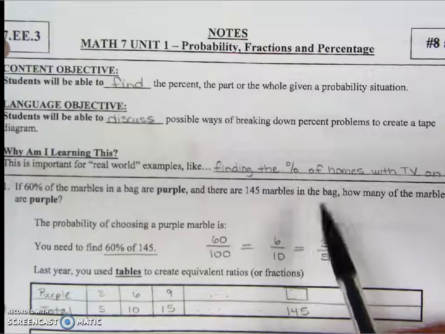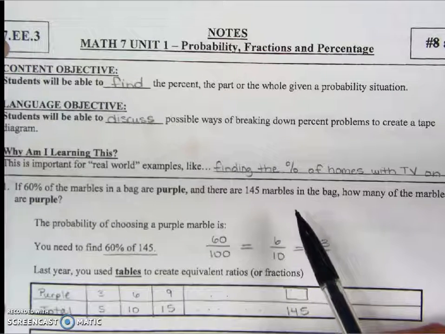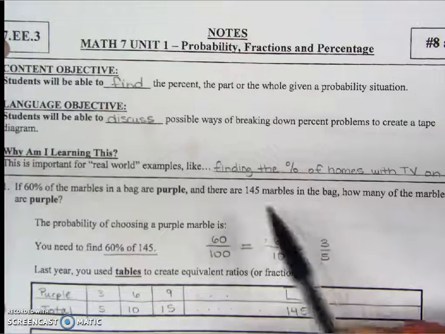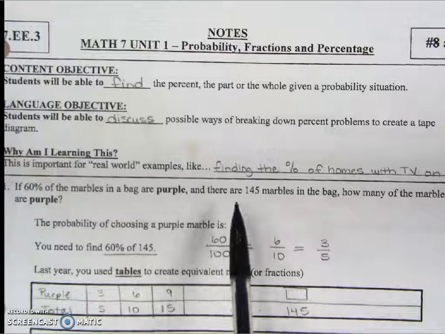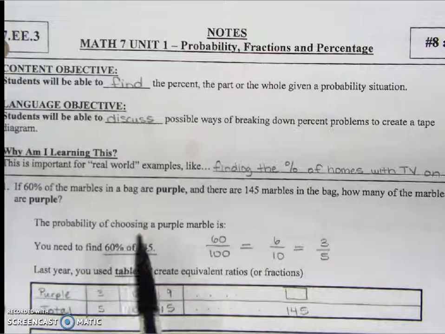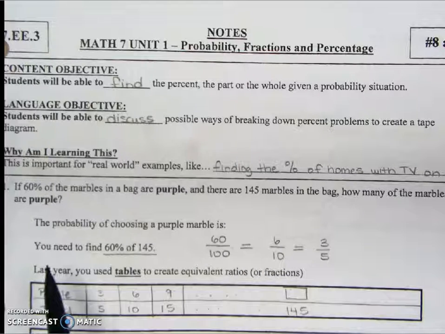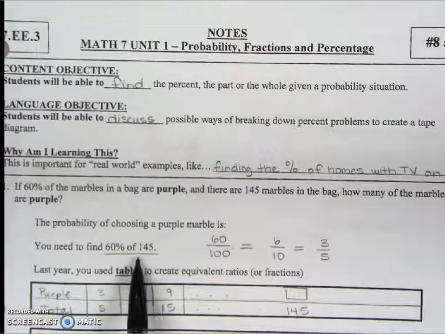All right, so today we are going to be looking at a lot of the same things as we did in the last lesson. It's just reminding you that you did see this last year. So for example, if 60% of the marbles in a bag are purple and there are 145 marbles in the bag, how many of the marbles are purple? So the probability of choosing a purple marble is basically you need to find out 60% of 145.